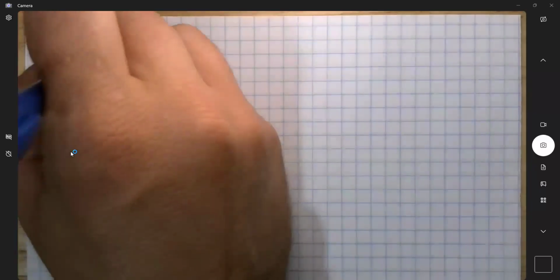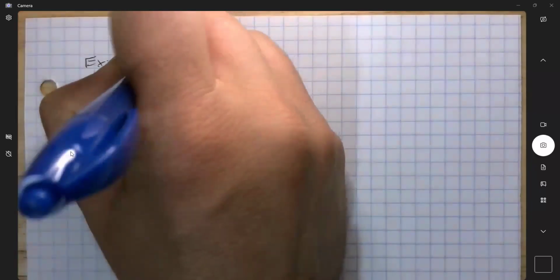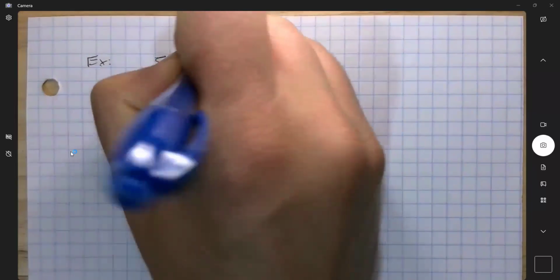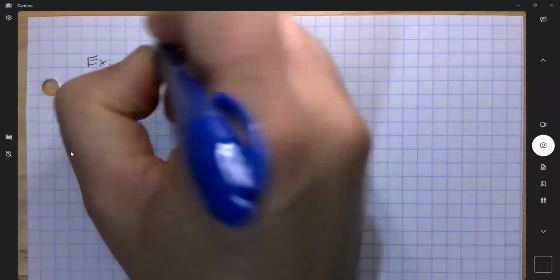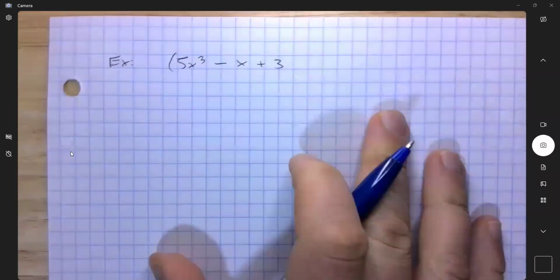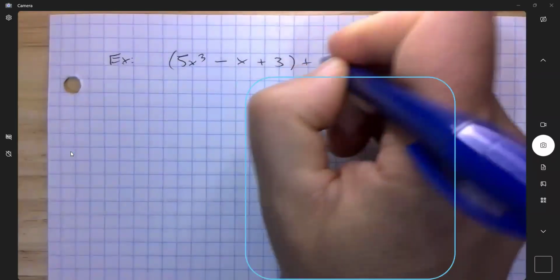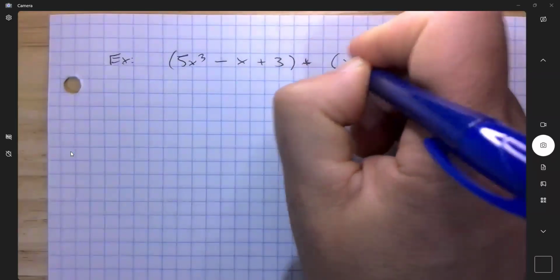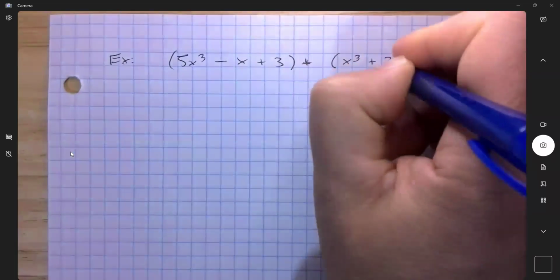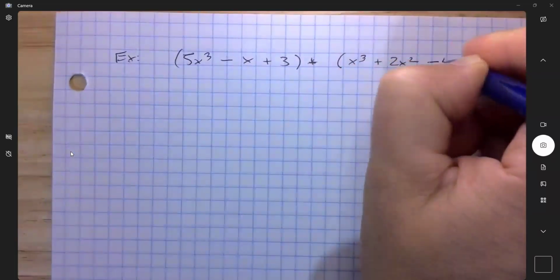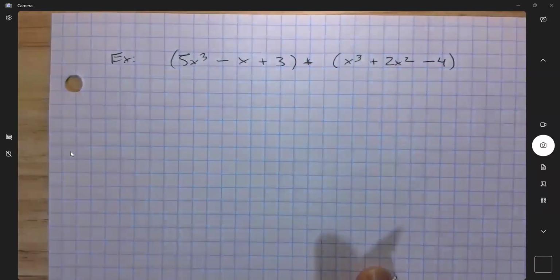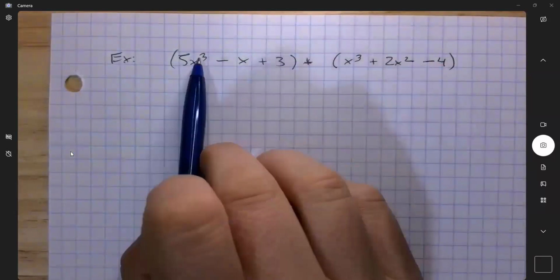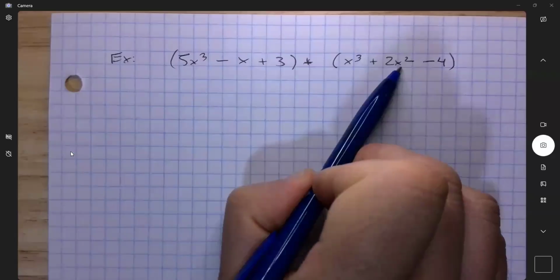Okay, let's look at another example. And this time I'm going to have some missing pieces. So let's do, for example, 5x cubed minus x plus 3. And I'm going to add to that x cubed plus 2x squared minus 4. And notice I have x cubed in both terms, but I only have an x squared in the second of the terms.